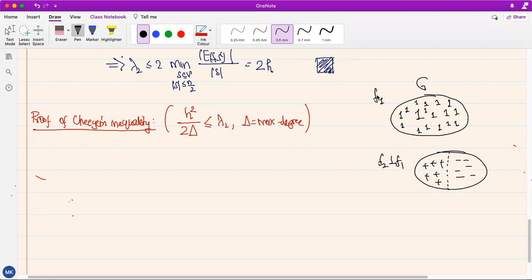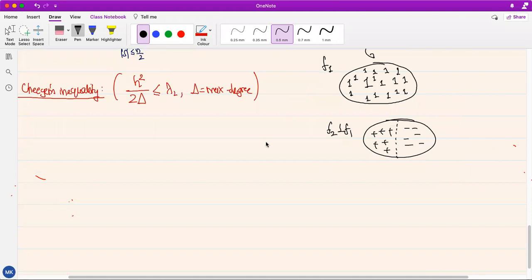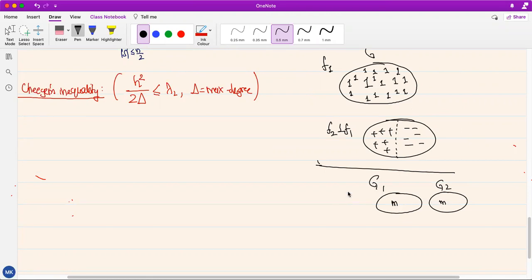What is the inner product of F2 and F1? It is just the sum of elements of F2, so that has to be zero. That means there has to be both positive and negative. Is that okay? So in particular, let us think of a disconnected graph. Suppose G consisted of two parts, G1 and G2, with M vertices each. It doesn't have to be equal, but in this case, what does F1 look like? F1 is again all one here. Let's take F2 to be all one here. What is a possible choice for F2?